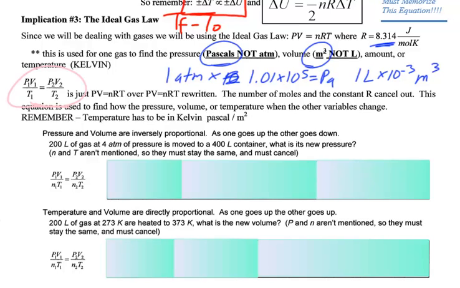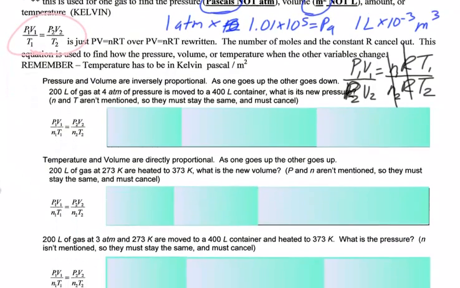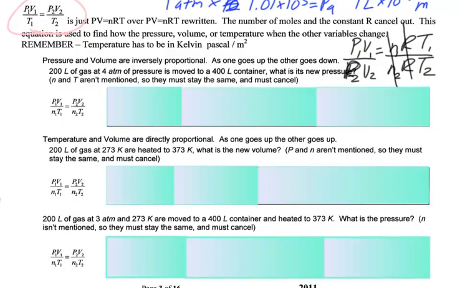which hopefully you remember from your class. If you have P1V1 = n1RT1 over P2V2 = n2RT2. Usually the moles and the R are definitely not changing, and so now you can go through, and you won't have to memorize Boyle's law or Charles' law or Dalton's law or anything like that. So when you read through these 3 examples, you're going to see that there's various things that change.